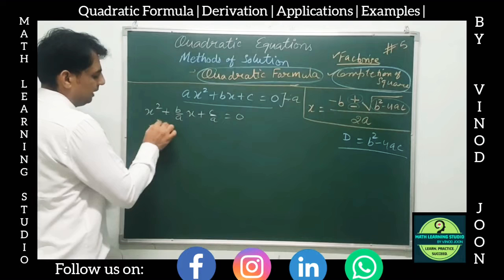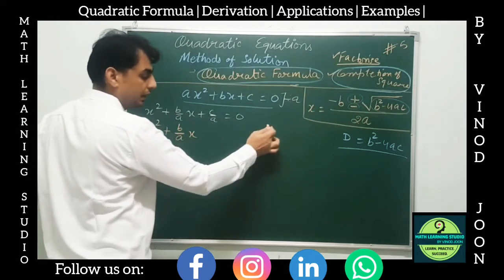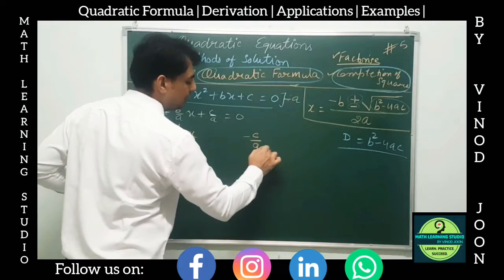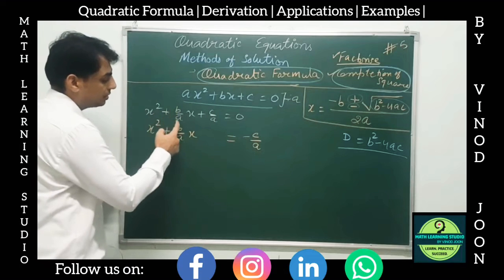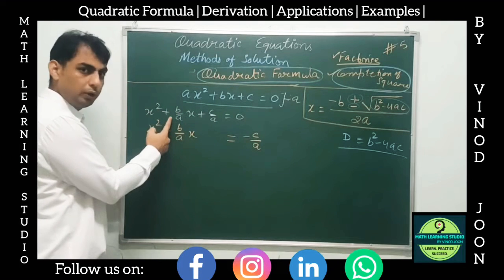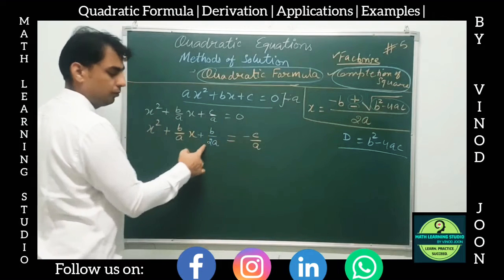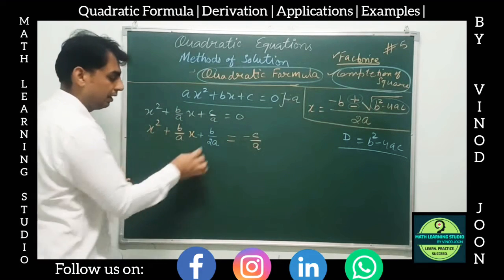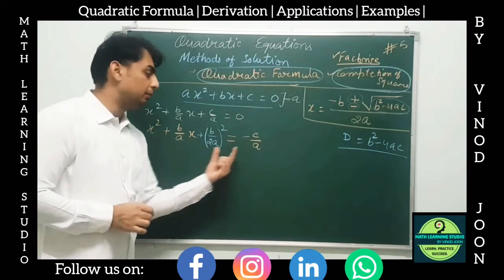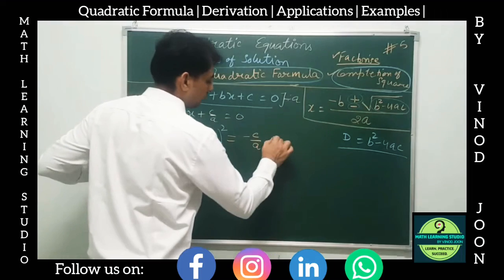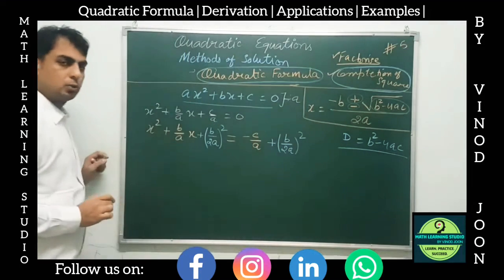So it will become x square plus b by a x. This will go to that side, so it will become minus c by a. Now what I am doing is I will take half of it: half of b by a is b by 2a. I will take the square of this, and I will add this value on both sides. So plus b by 2a whole square.